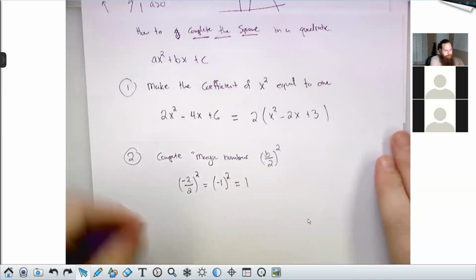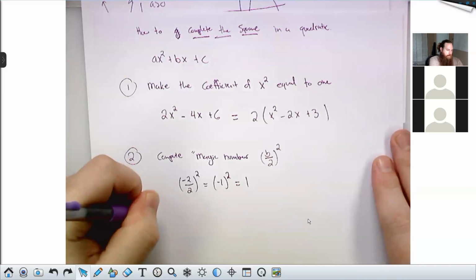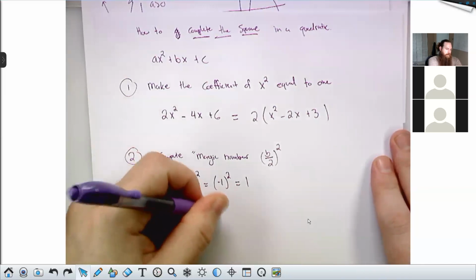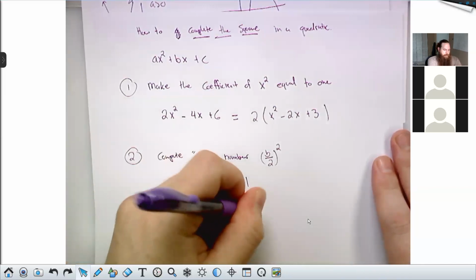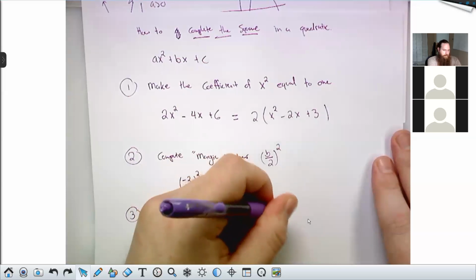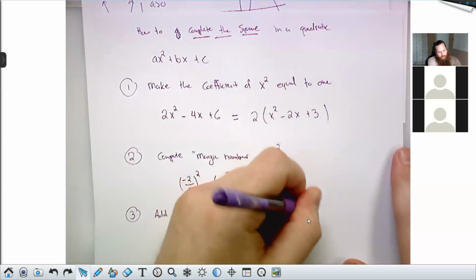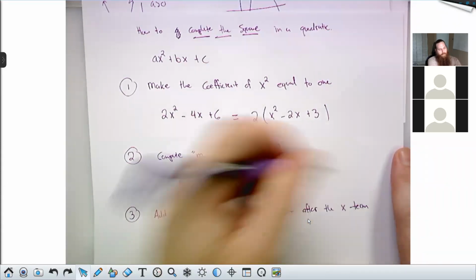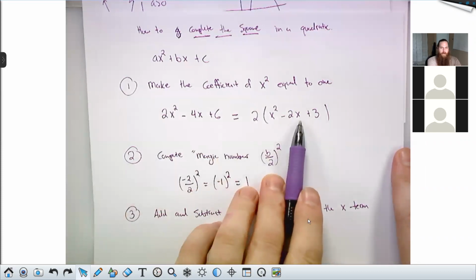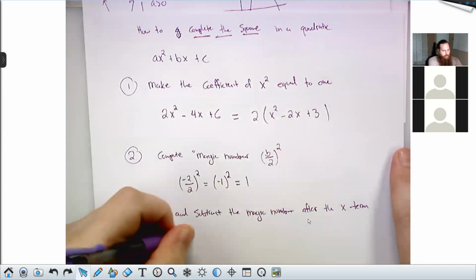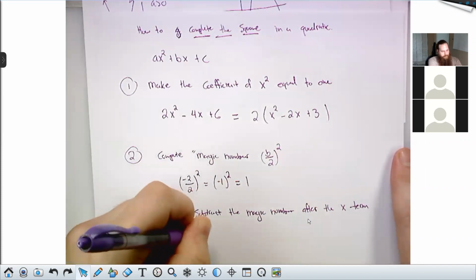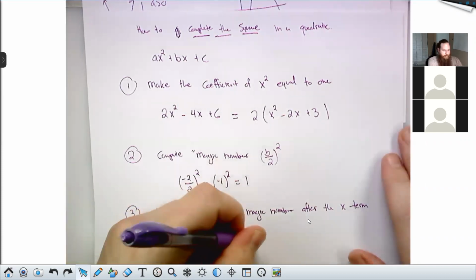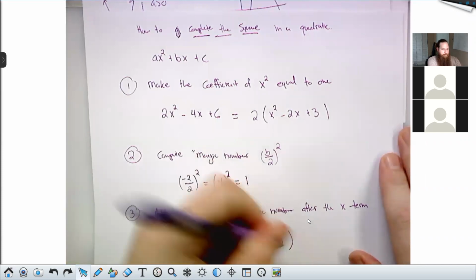Your third step is you add and subtract the magic number after the x term. So right after this 2x, I'm going to add 1 and subtract 1. So my whole thing now looks like 2, open parentheses, x squared minus 2x plus 1 minus 1 plus 3.